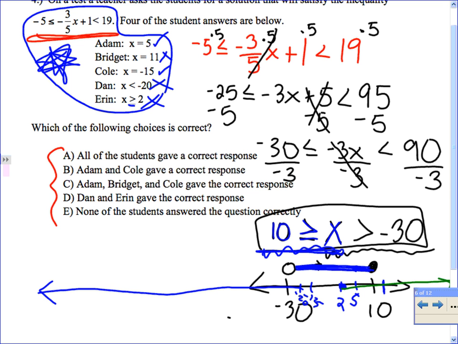The only two that are correct here are Cole and Adam. Those are the only two that make our range of answers true. X is between 10 and negative 30. So letter B, which says Adam and Cole gave a correct response, is the answer you should have chosen.